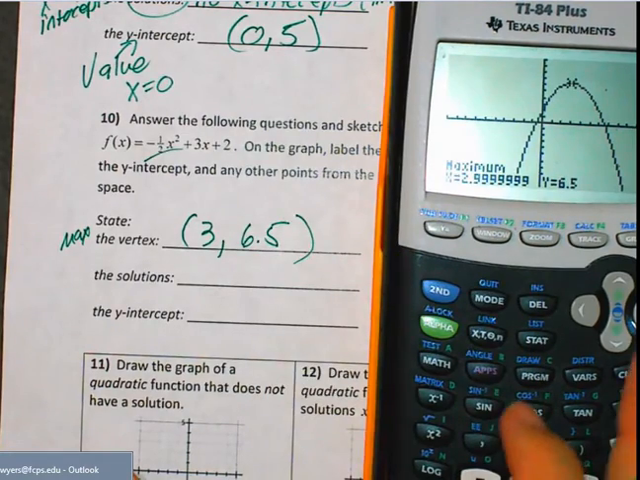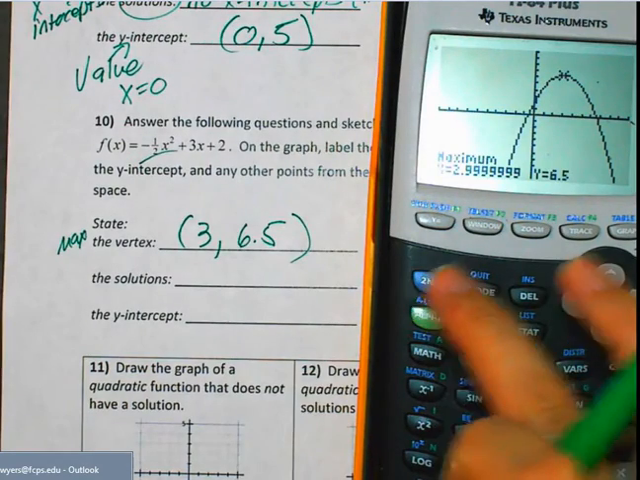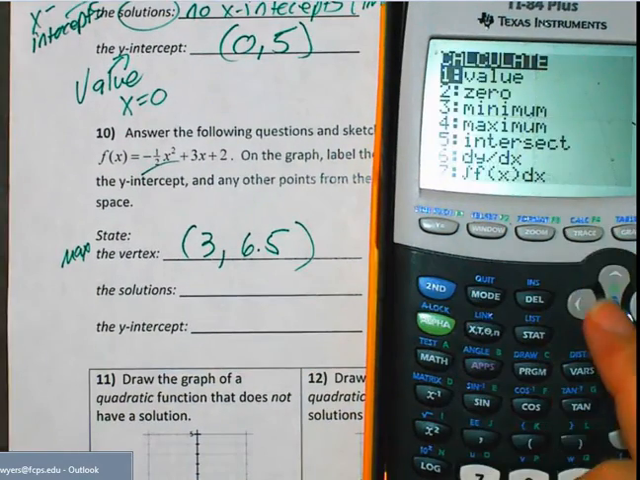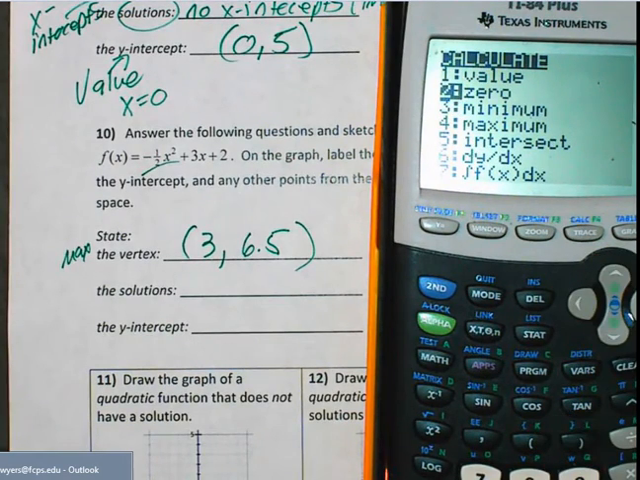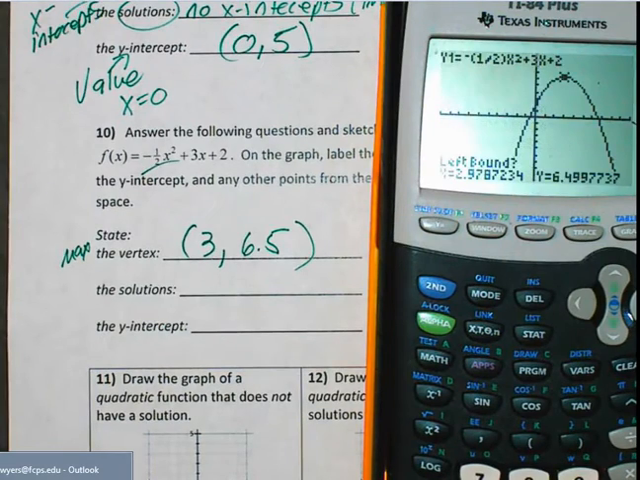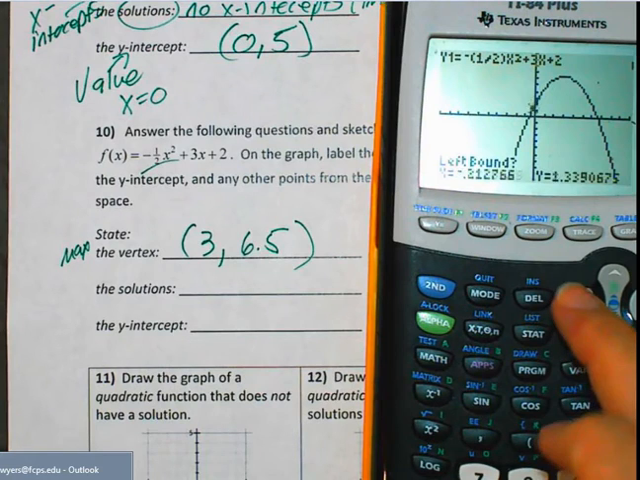All right, our solutions, which we know are x-intercepts, so we have a solution right here, solution right here. There's 2 ways for you to do this. The first one, if you go back to that calc menu, second trace, there is one that says zeros. So solutions are the same thing as zeros. All right, so you've got to go to the 0, because you're going to have to do this twice.